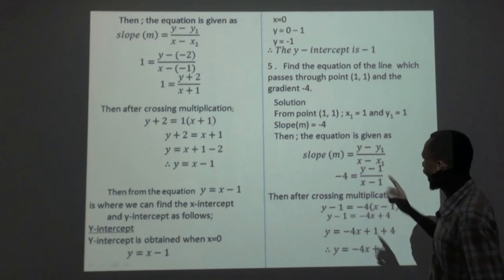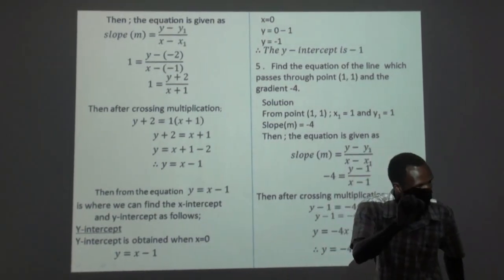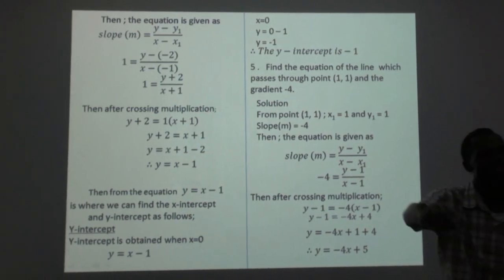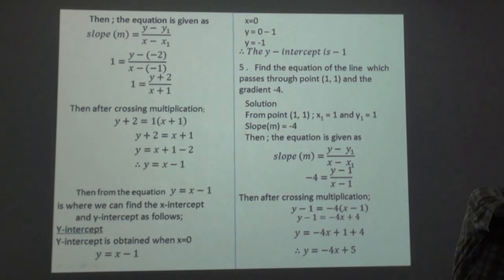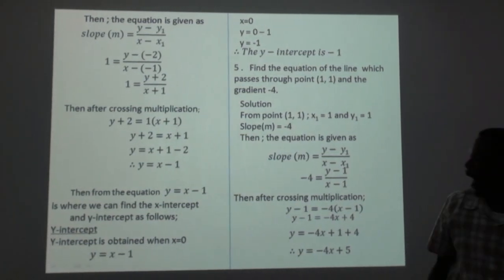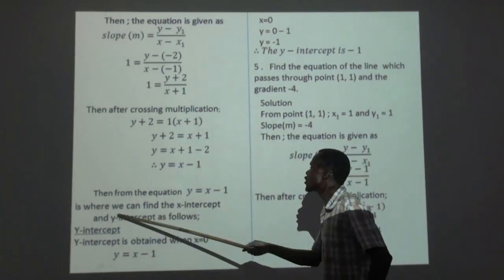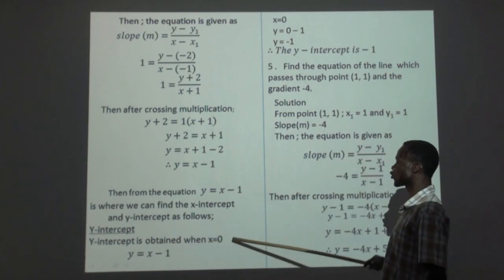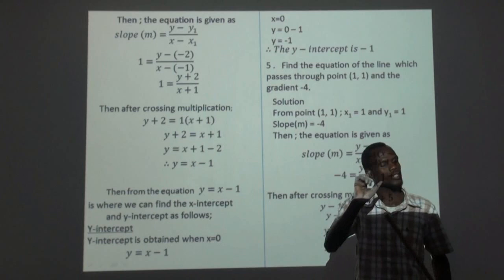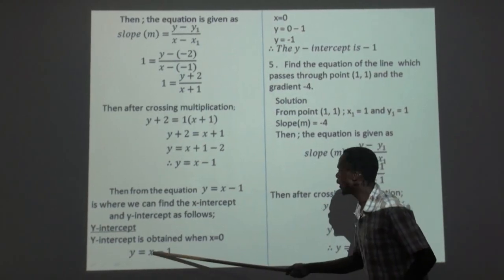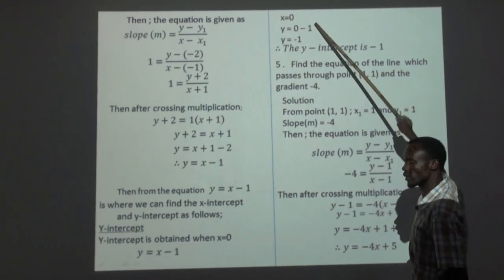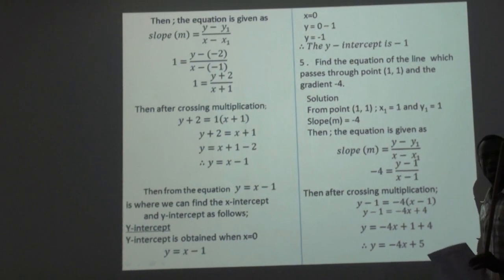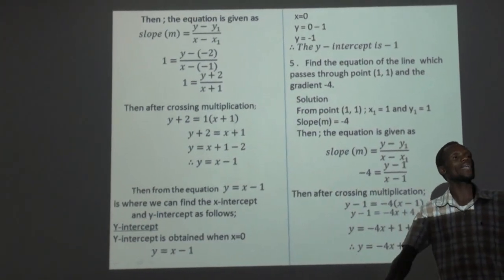Remember, only one point. X-intercept is obtained when y is equal to 0, and y-intercept is obtained when x is equal to 0. Where there is the x, you put 0 in order to get the y-intercept. Where there is y, you put 0 in order to get the x-intercept, and that is what I've written here. From this equation we can find the x-intercept and y-intercept as follows. The y-intercept is obtained when x is equal to 0. Means what? Where there is the x, you put 0. So if I put 0 here, x is equal to 0, y is equal to 0 minus what? 1, which is equal to negative 1. Now the y-intercept is negative 1. Have you understood? Yes. But it is also possible for me to find the x-intercept.